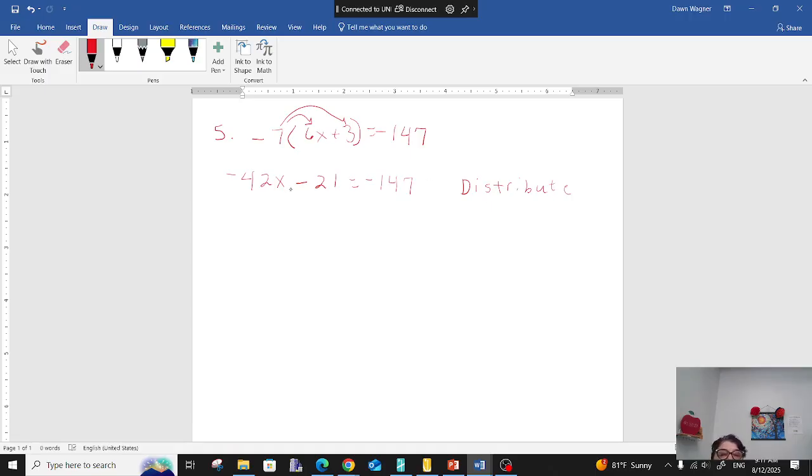Now, after I distributed, what do I do? Yep, I'm going to add 21 to both sides. And I add 21 because I'm trying to isolate the variable. So I may need to use my calculator because these numbers have positives and negatives and they're getting big. What do we get? -126? Is that what we get? Was I right? Okay.